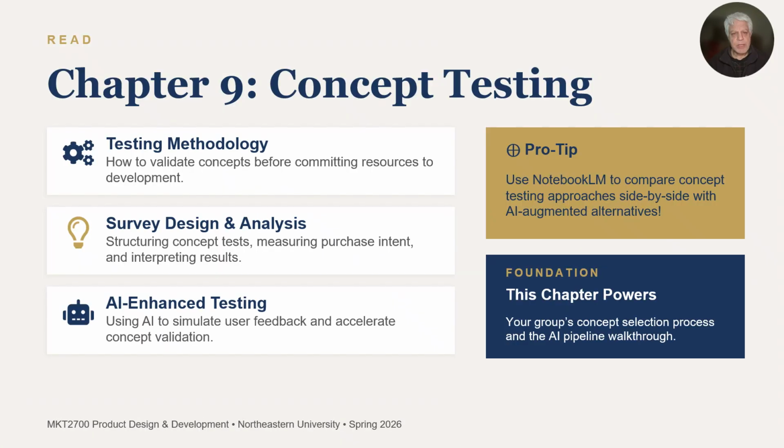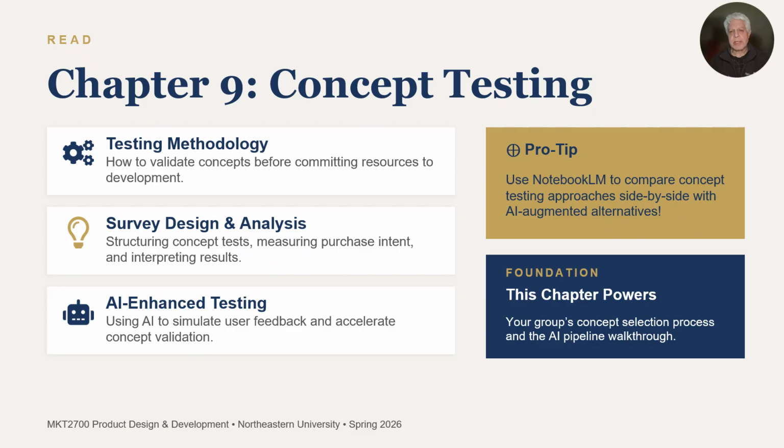So as I mentioned, Chapter 9 is your reading this week, and it's concept testing. This is where you learn to validate your ideas before you invest serious time and money. The chapter covers how to design a concept test, how to write concept statements, measure purchase intent, and then interpret the data that you collected. Now, here's why this matters right now, more than ever, I think. Your group project is reaching the point where you need to select which concept to move forward with. Concept testing gives you the framework to make that decision with evidence, not just opinion.